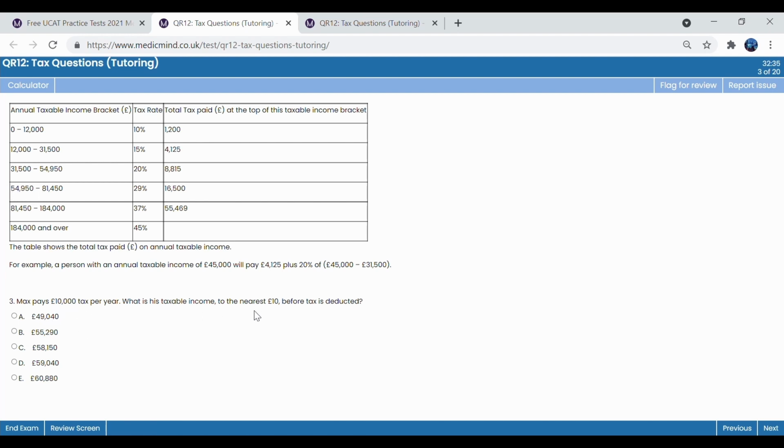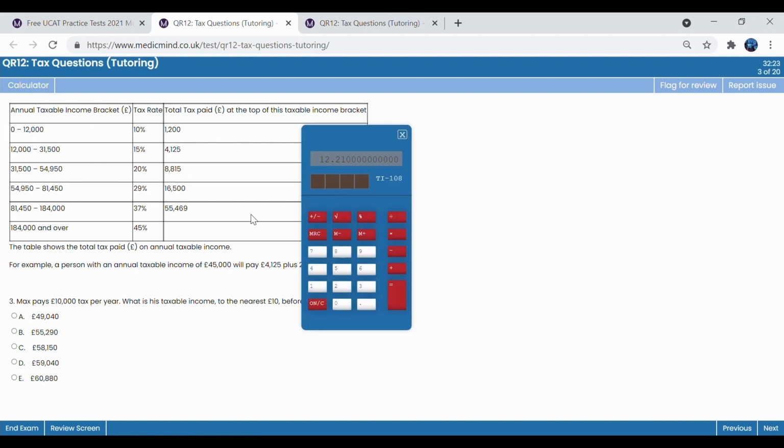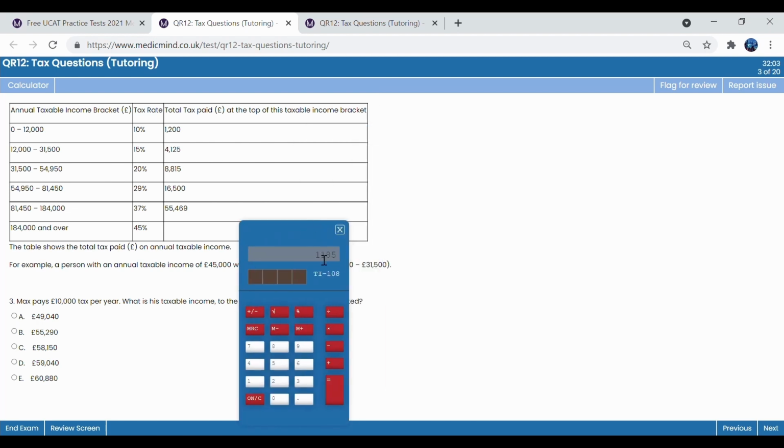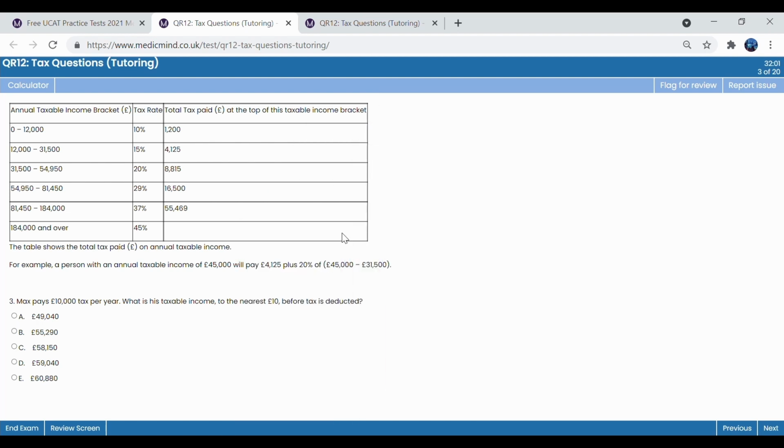Now £10,000 tax per year. Since he already pays 8,815 here, he must pay the difference over here. So £10,000 minus 8,815. Immediately I can tell that's about 1,200 if I round, but to be more precise, 8,815. This calculator is very faint, so I really can't see the values, but it's 1,185. So 1,185 is the value he has to pay.